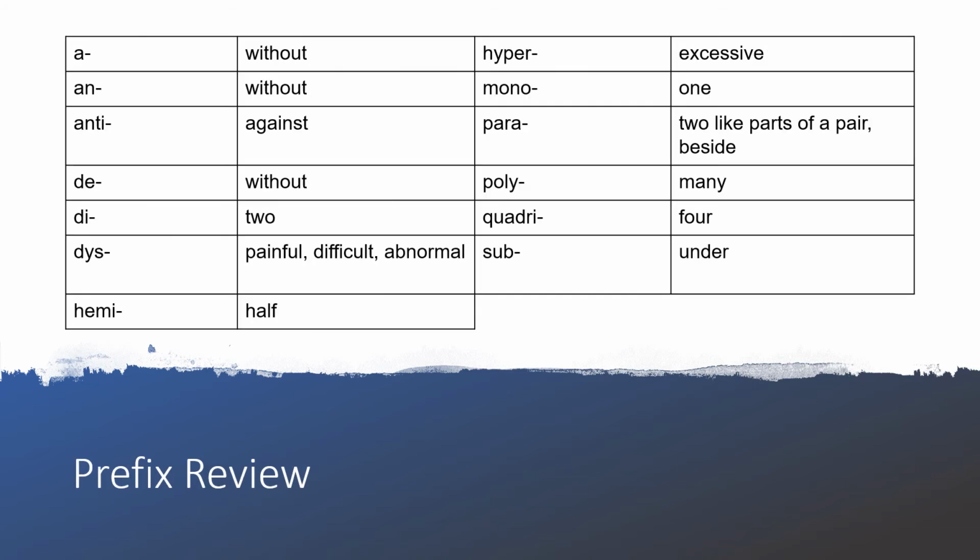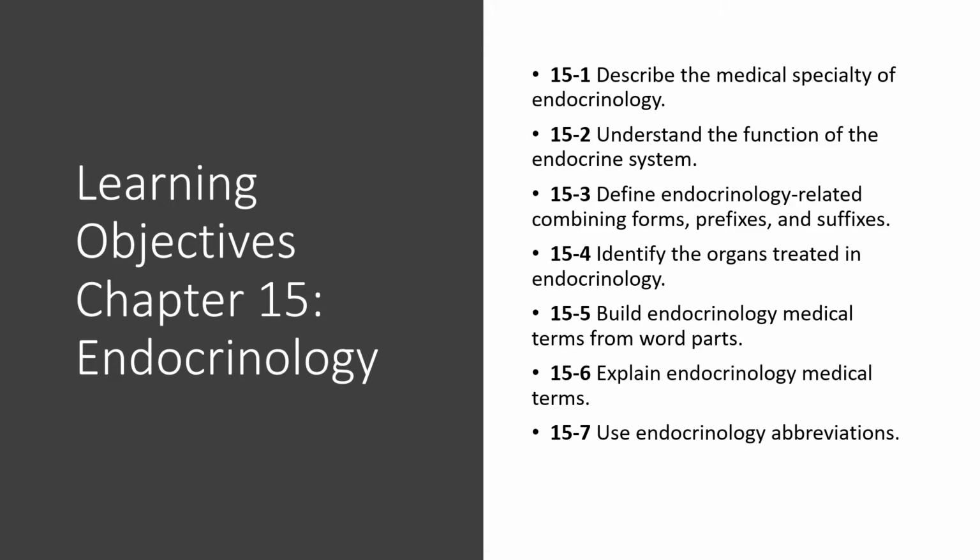A and an, without. Anti, against. Dia, through. Dys, painful, difficult, or abnormal. Hemi, half. Hyper, excessive. Mono, one. Para, beside. Poly, many. Quadri, four. Sub, under. That's the end of chapter 14.